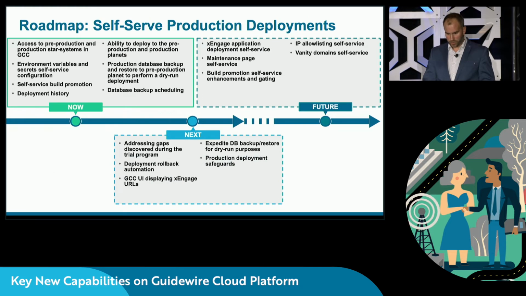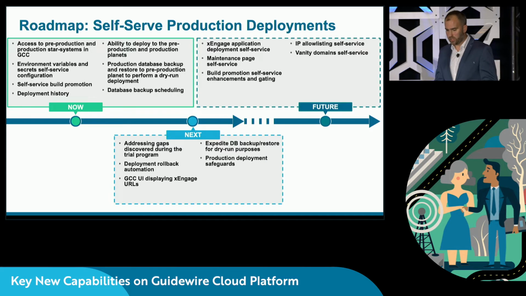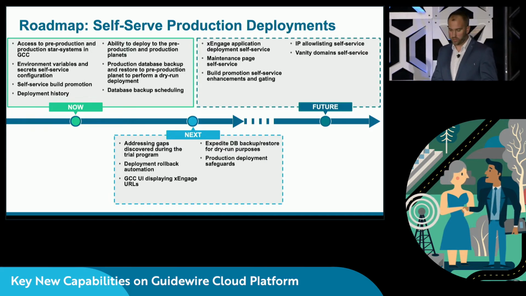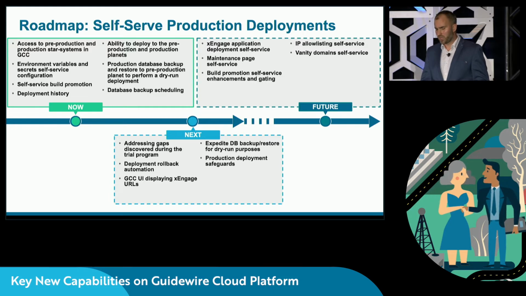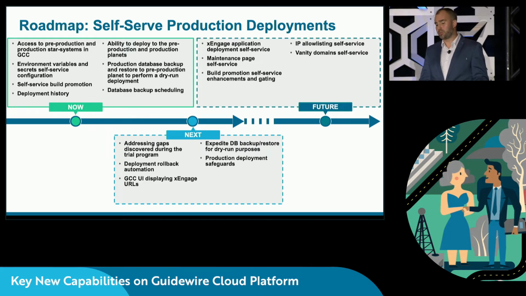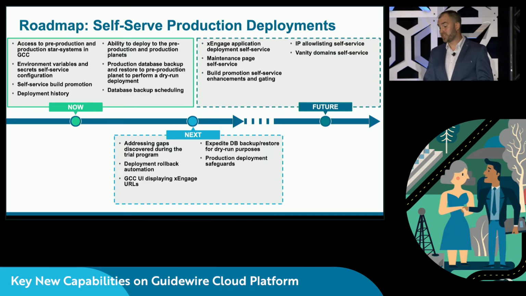So I would like to briefly describe it in the perspective of 3 time frames. Now relates to features we have already delivered, so the capabilities available in our trial program. Some of them are available in non-production environments, as I said. For example, the deployment history you saw today on the keynote, or database backup scheduling feature.